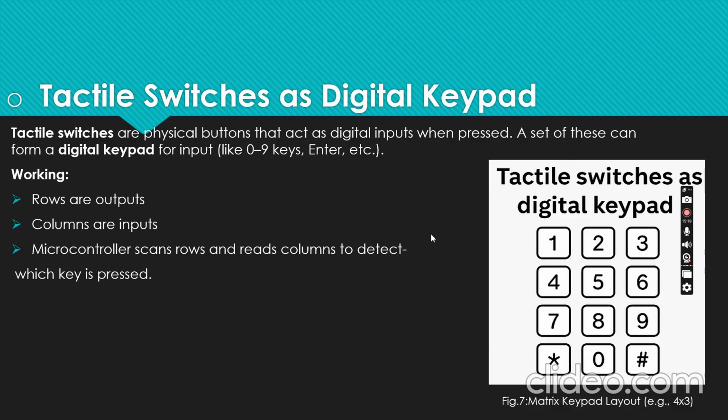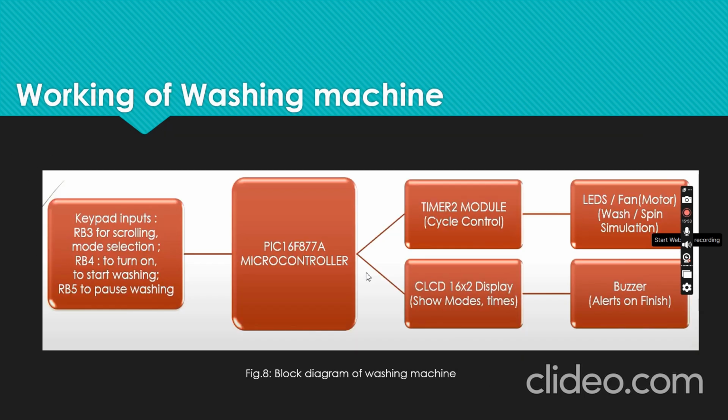The input here is 0 to 9, a total of 10 numbers, and some special characters. Whatever characters are present on your phone keypad, the same we can put here. In the working, rows are output and columns are input. Here I will make a 4x3 tactile switch digital keyboard for the microcontroller. The microcontroller scans the rows and reads the columns to detect which key is pressed.